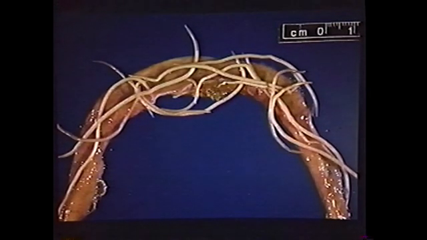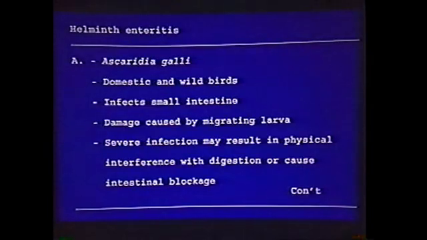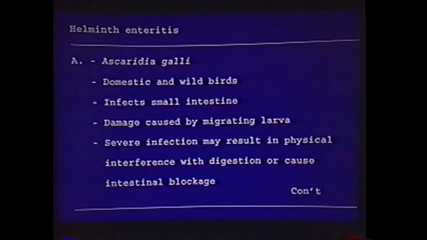Looking here is the intestine from a broiler chicken from a commercial operation. In the intestine, what you see in here are large numbers of long roundworms. These are the ascarids, Ascaridia galli. We don't consider them very significant unless they are present in large numbers. They may cause physical obstruction or may interfere with digestion.